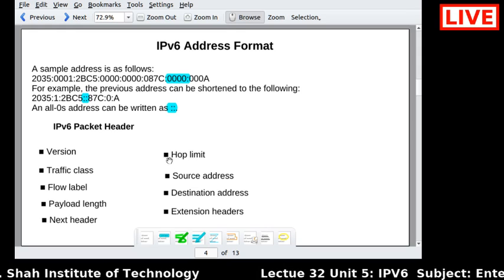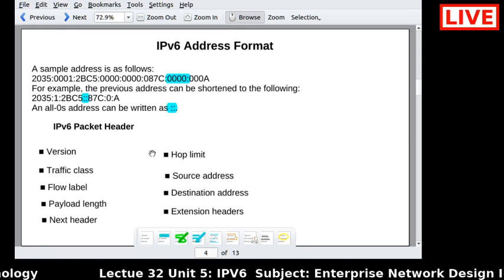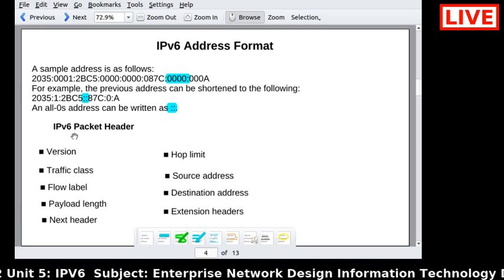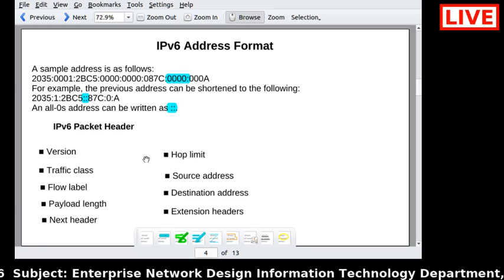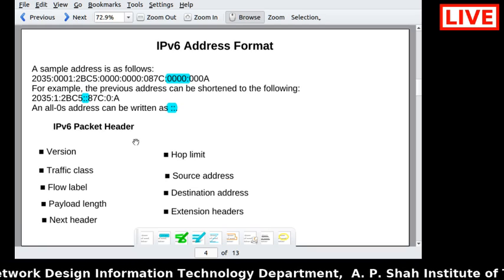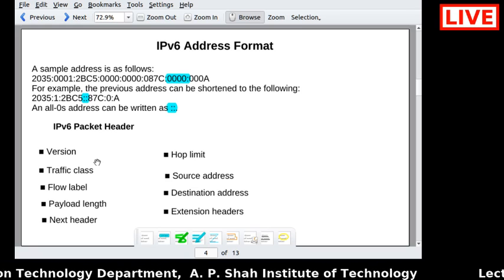So obviously the header in IPv6 has a greater number of octets, right? It has 40 octets. If you see in IPv4, it has only 20 octets, right? So you can see that this is double the IPv4 octets in this particular IPv6, right?